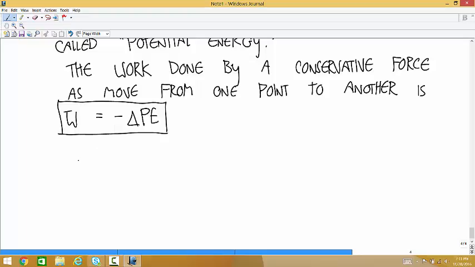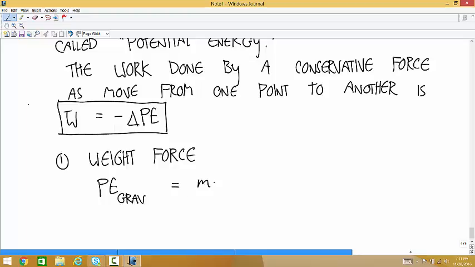And so for weight force, the gravitational potential energy is equal to the mass of the object times 9.81 meters per second squared times the object's height.